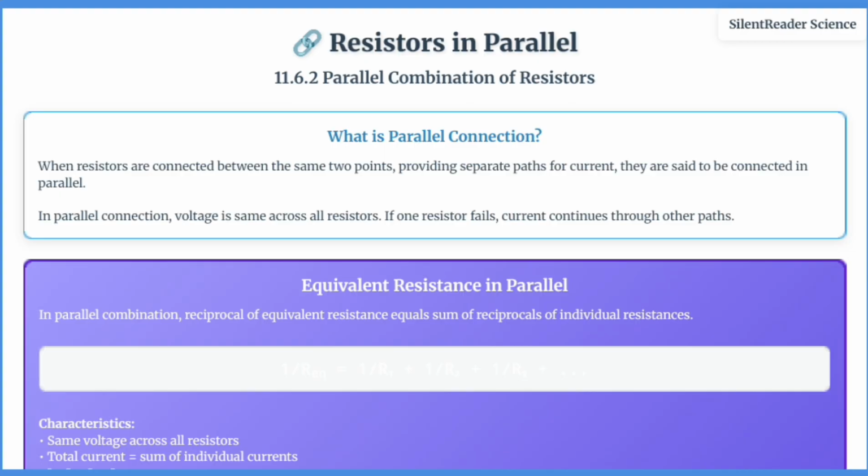For example, if we have 3 resistors of 5, 10, and 30 ohms connected in parallel to a 10-volt battery, the equivalent resistance is 3 ohms, the total current is 3.33 amperes, and the currents through individual resistors are 2, 1, and 0.33 amperes respectively. Notice that the smallest resistor carries the largest current.